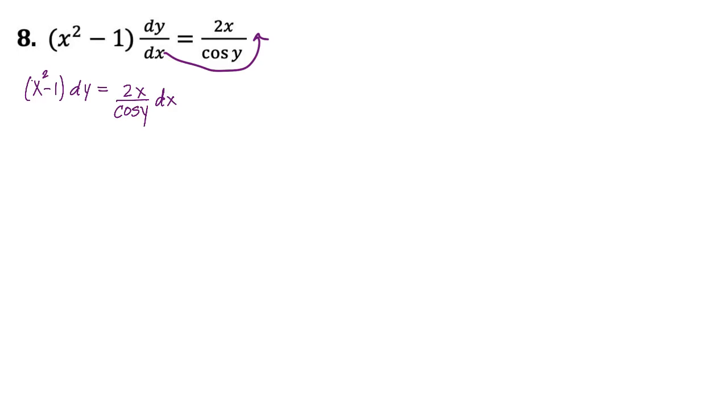And then, did y'all see to move x squared minus 1 down? Is that okay? Where did you move cosine y? Up. So you have cosine y dy equals, and then over on the other side, you're going to have 2x over x squared minus 1 dx. Is that okay? Got it?